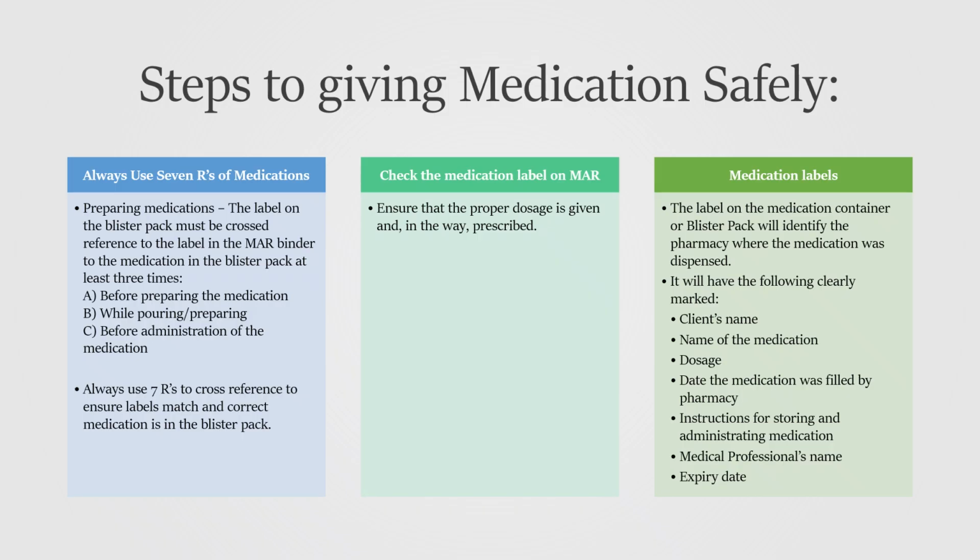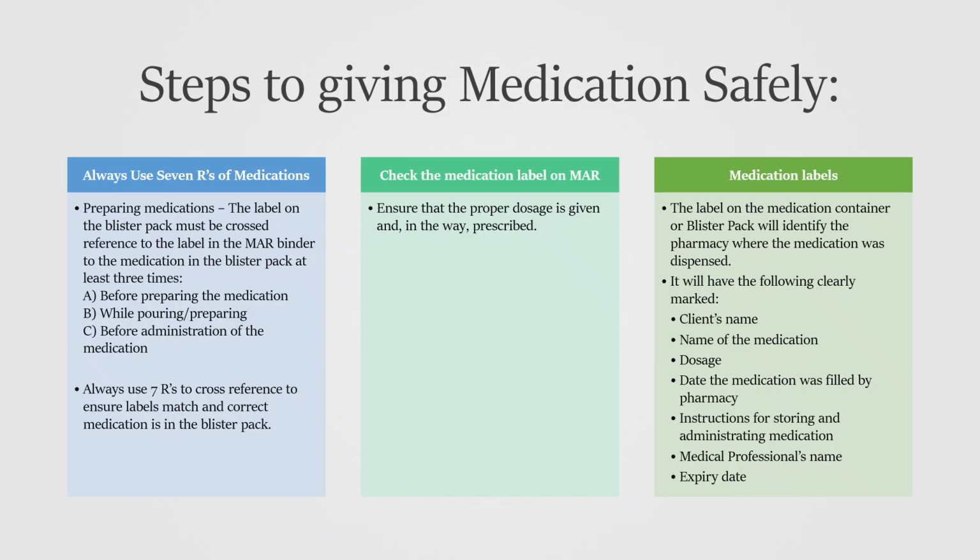Always use the 7 rights to cross-reference to ensure labels match and the correct medication is in the blister pack. For example, ensure it's the right medication for the right resident at the right time and dose using the right route. Also ensure the medication is given for the right reason. Check the medication label on the medication administration record to ensure that the proper dosage is given and in the right way prescribed.